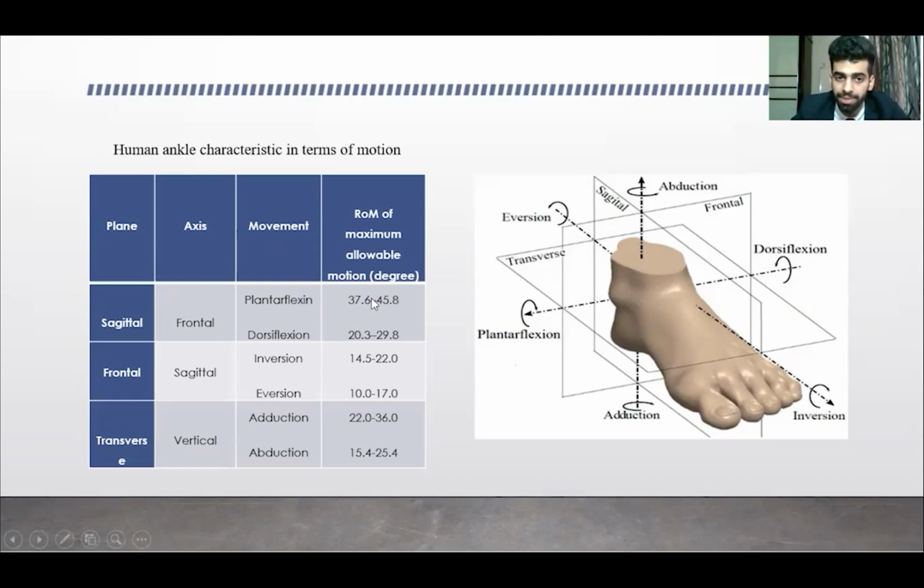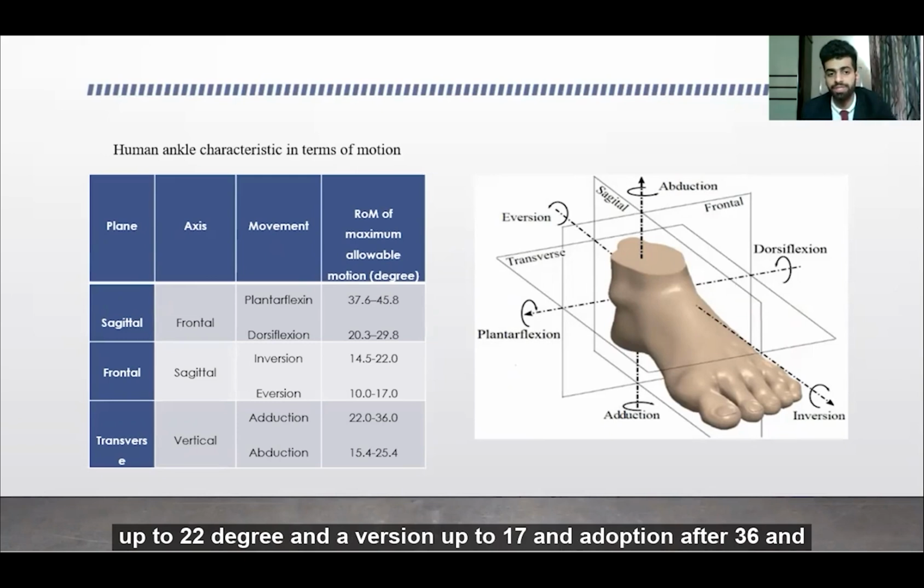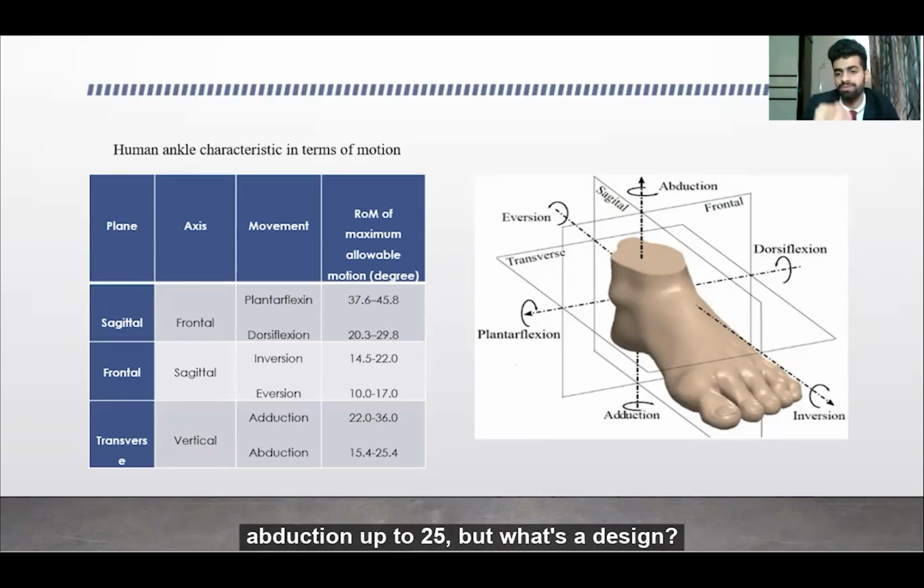And this is the maximum range of motion, the maximum allowable motion. For example, the maximum allowable plantar flexion for the human ankle is up to 45.8 degrees, while dorsiflexion is up to 29 degrees, inversion is up to 22 degrees, eversion up to 17, adduction up to 36, and abduction up to 25.